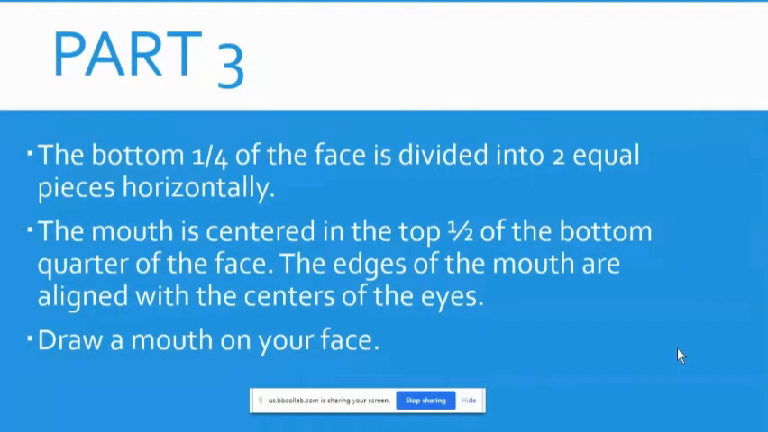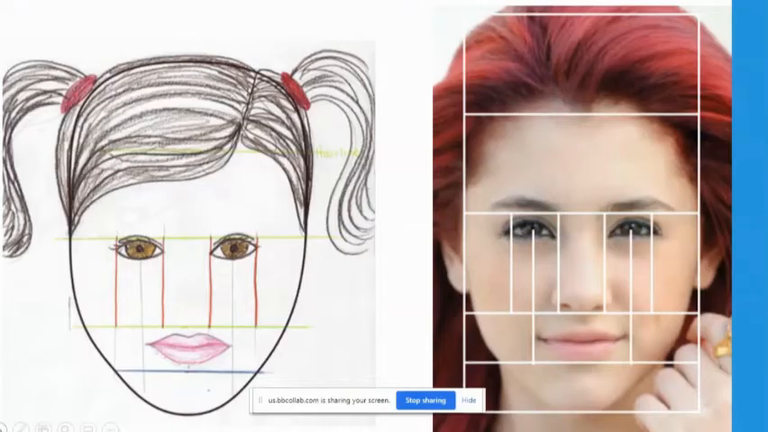For part 3, the bottom fourth of the face is divided into 2 equal pieces horizontally. The mouth is centered in the top half of the bottom fourth, and the edges of the mouth are aligned with the centers of the eyes. So next we're going to draw a mouth on this face. What this looks like is, if you look at our model here, she has a mouth centered. Notice the corners of her mouth connect with the centers of her eyes, okay?